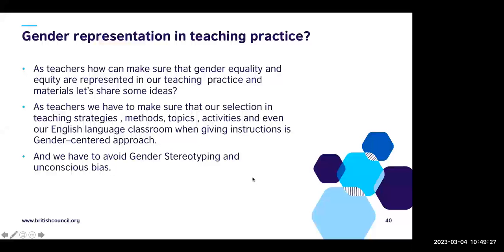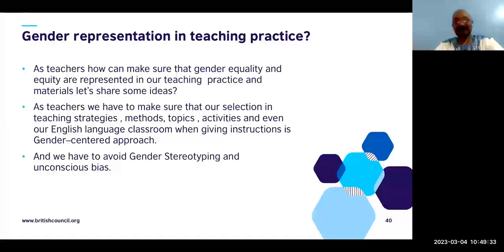And yeah, talking about administrators, even our school administrators need to understand gender issues in education. It's very interesting. So as teachers, we have to make sure that our selection in teaching strategies, methods and topic activities, and even our English language classroom, when giving instruction, is a gender-centered approach. So we have to take care about gender.